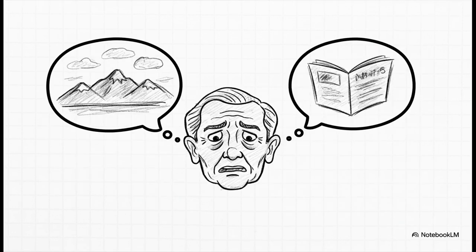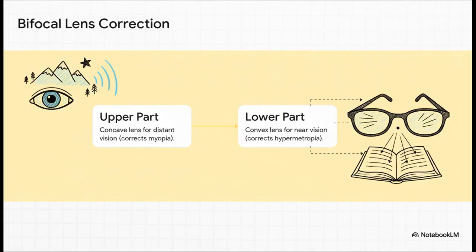Now, things can get a little more complicated. Sometimes an older person can suffer from both myopia, which is nearsightedness, and hypermetropia, which is farsightedness. So imagine, they can't see distant things clearly, and they can't see nearby things clearly either. So how do we fix a problem like that?